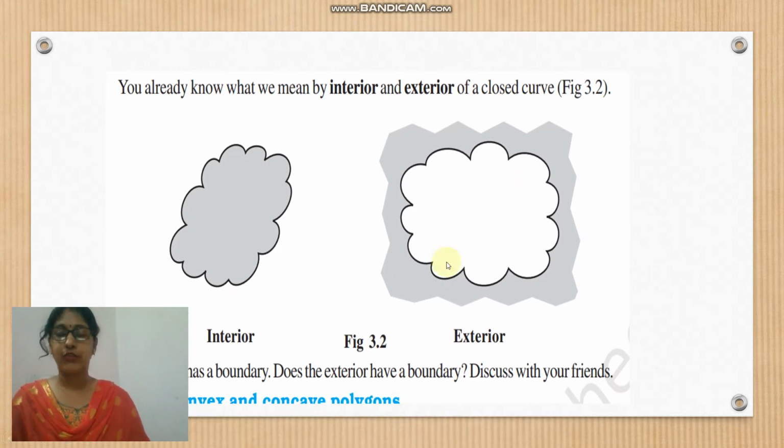Now, before going to the next topic, we first have to understand the interior and exterior of any polygon. Suppose this is my curve made by a curved line. Then the area covered by this curved line is said to be its interior part, and the area other than this interior portion is the exterior.